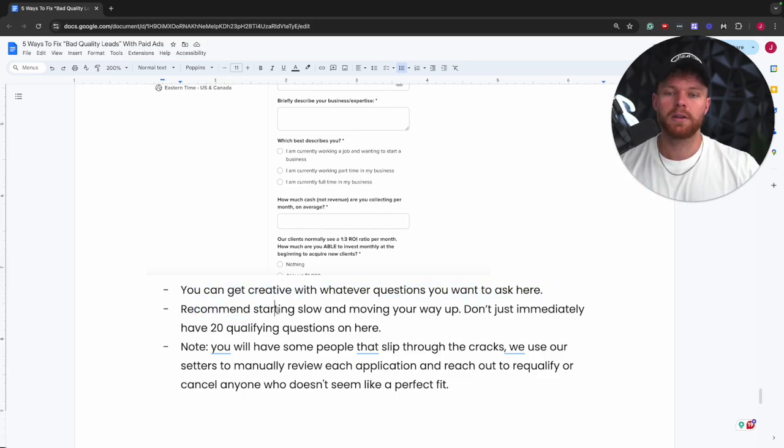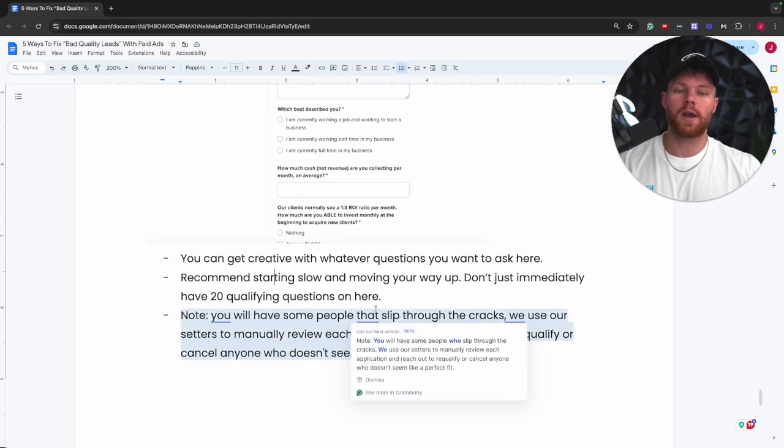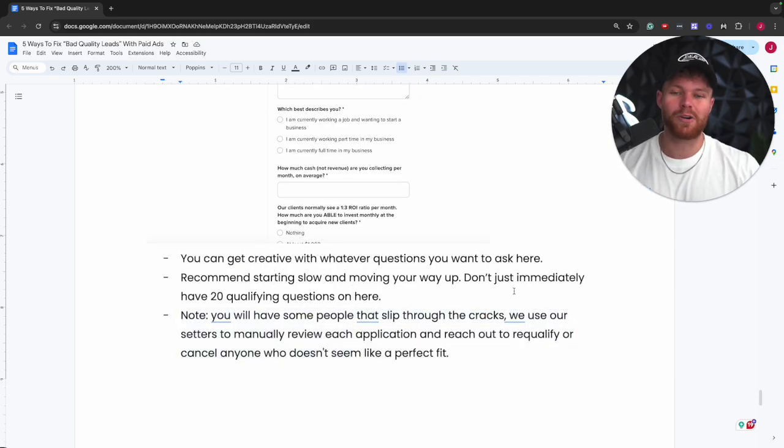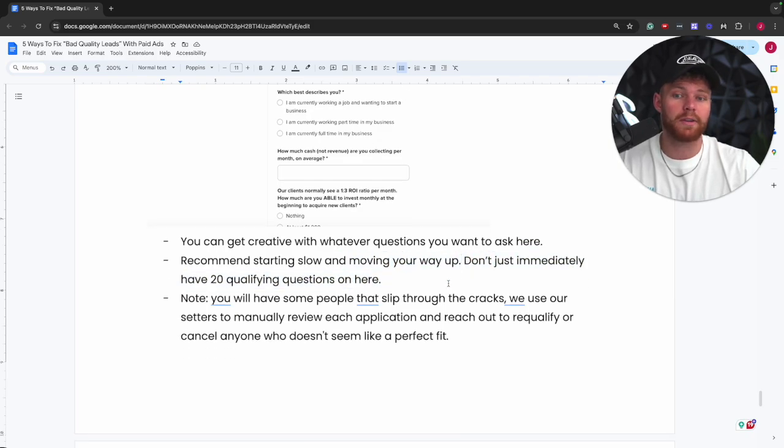I recommend starting slow and moving your way up. Don't just immediately have 20 qualifying questions there. Start with maybe 1 to 3, and then if you need more, add more. But you don't want to have them go through an entire 10-page application just to book a call with you. You just need to get the questions answered that are going to help you qualify them based on if they're a qualified lead or not.